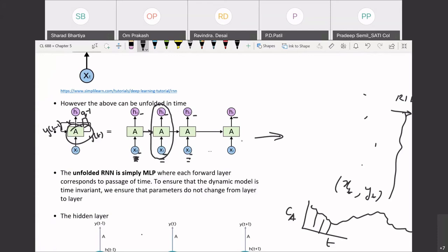And the big difference is, when I looked at feed-forward neural networks, each layer had its own weights and biases. So this had a different set of weights and biases. I would call it W1, I would call this W2, and so on. But here, you can't have W1 different from W2 and so on, because it is what we would call a linear time invariant model.